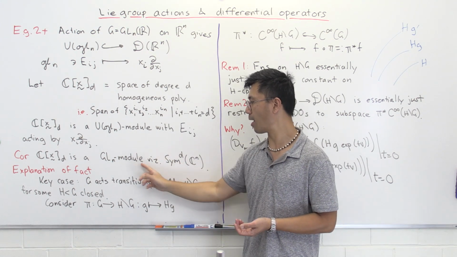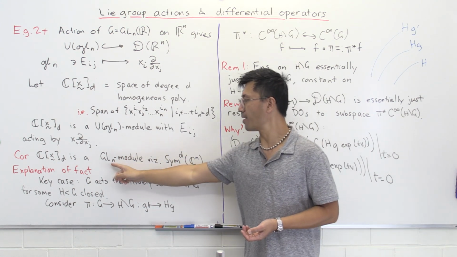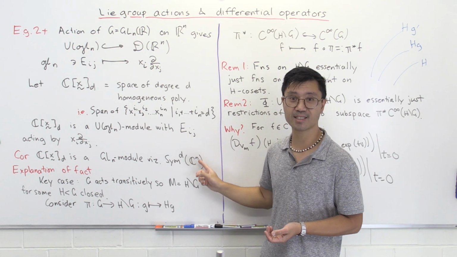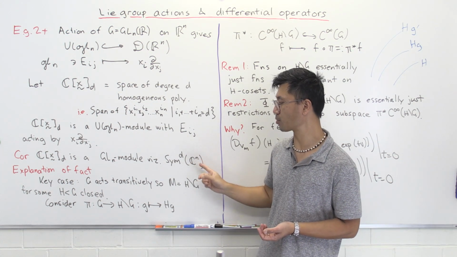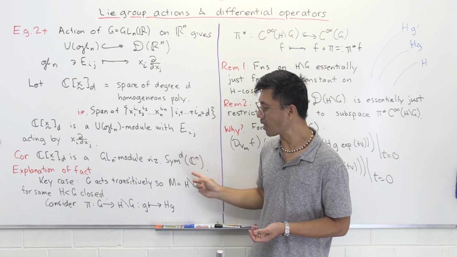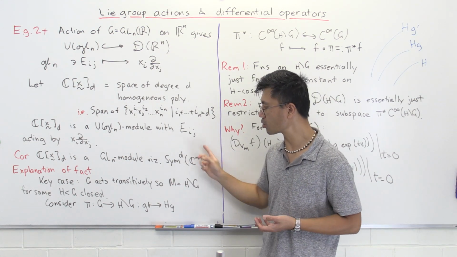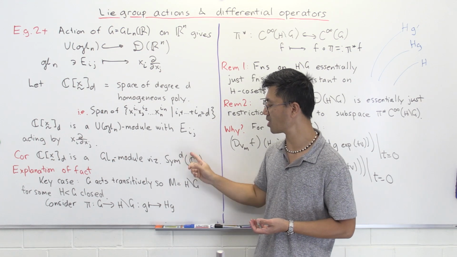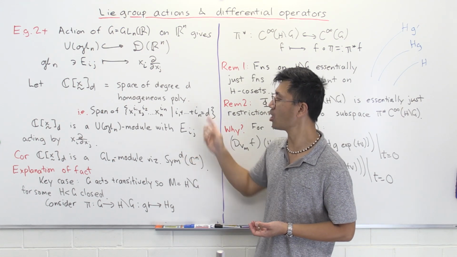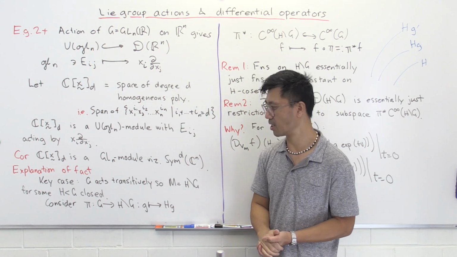Of course, a natural GLN module that you have is Cn. It just acts by multiplication, and you can take tensor products of representations to get representations, and then you can also take symmetric powers. So if you take the d-th symmetric power of this, you will get precisely this representation here.